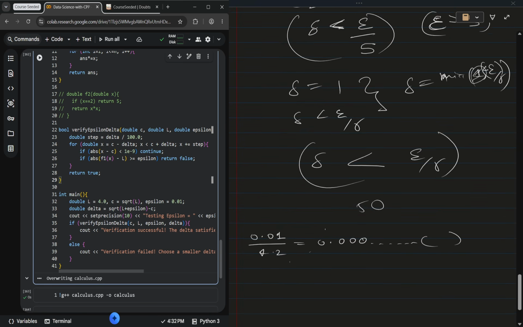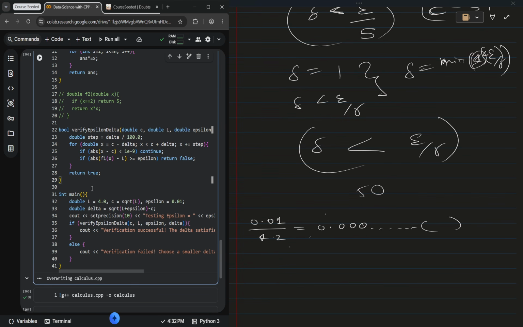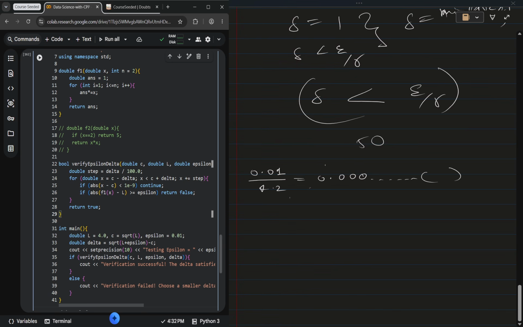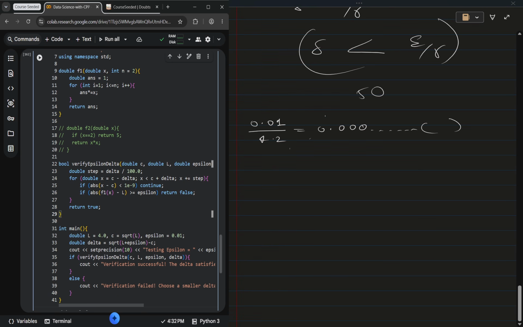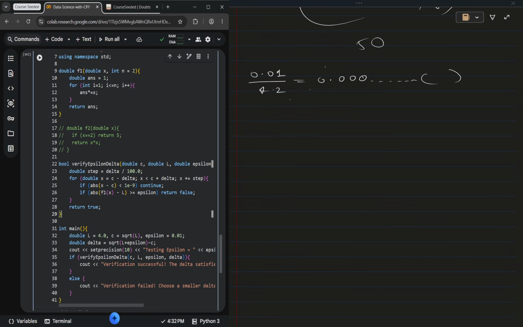So last time we discussed the verify epsilon delta function of our C++ library, which we are going to complete after this course. For this lecture, we first have to check what was wrong in our code. Here you can see I have changed a few things from what we just did, to square root of L plus epsilon minus C. So why did we do this?